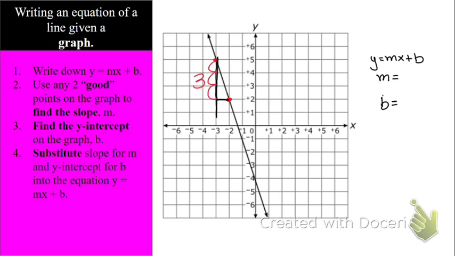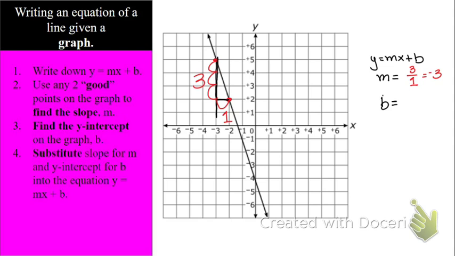So my rise in this case was 3. My run was 1. Okay, so I'm going to put my rise 3 over 1, which is 3. But look at the slant of that line. It started higher, but as I went to the right, it got low. So that's a negative. So that's a -3.